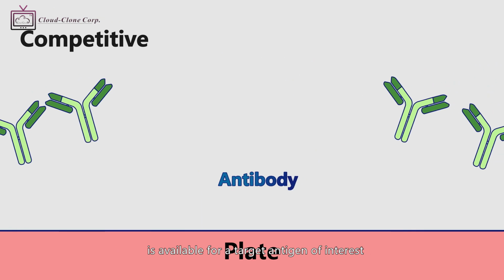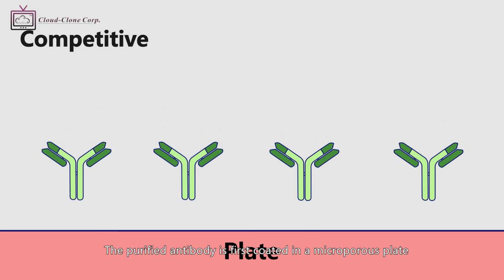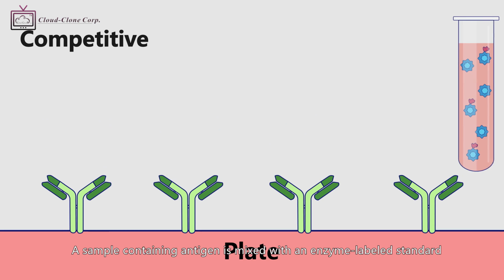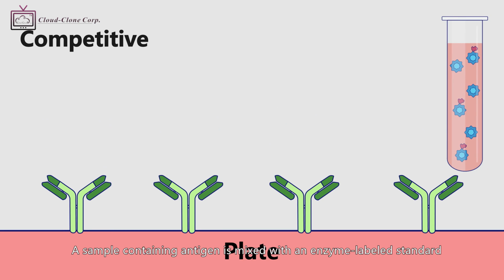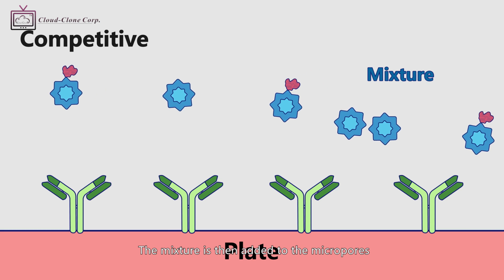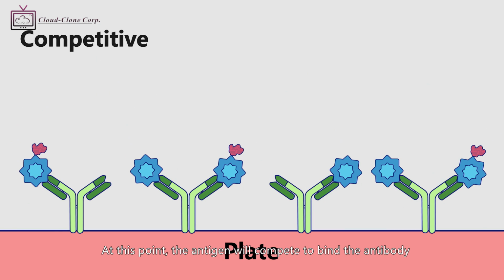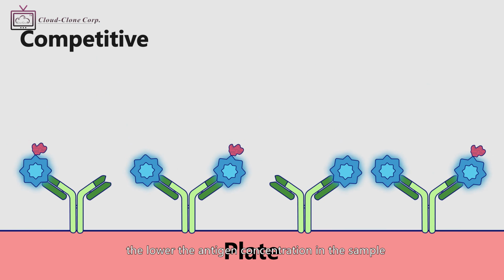Competitive ELISA is used when only one antibody is available for a target antigen of interest. The purified antibody is first coated in a microplate. A sample containing antigen is mixed with an enzyme-labeled standard. The mixture is then added to the microplate wells. At this point, the antigen will compete to bind the antibody. The higher the signal from the plate, the lower the antigen concentration in the sample.